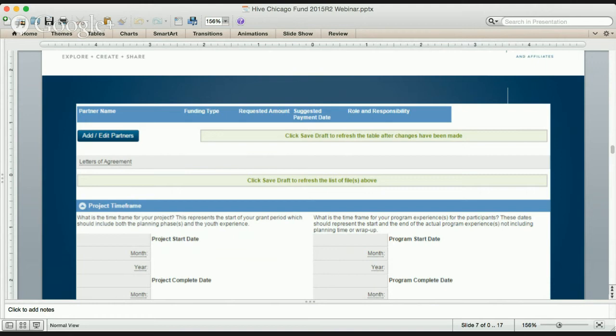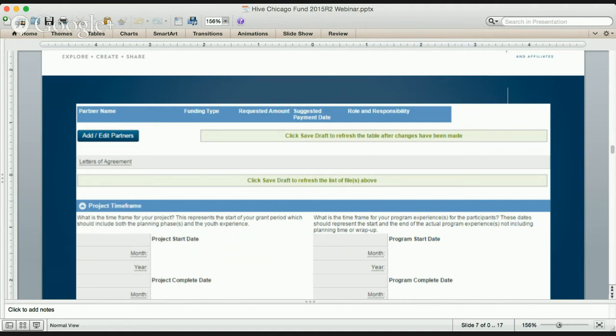Okay. And then the letters of agreement, just to note, every applicant needs to have a letter of agreement. Even the lead organization needs to submit one. If you need an example of a letter of agreement, please reach out to us, or you can Google it. There are many examples out there. It tells about your commitment to the project, and usually the highest ranking official within the organization would sign off saying they're committed to do the work.